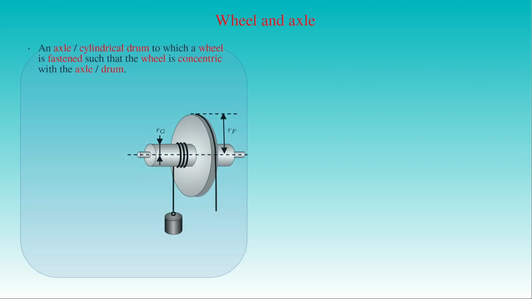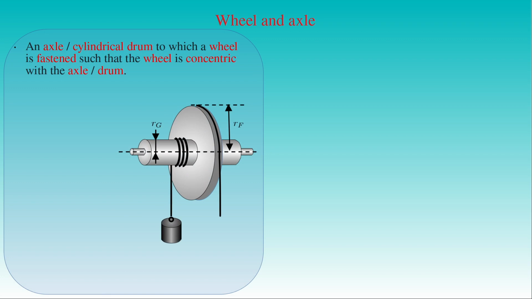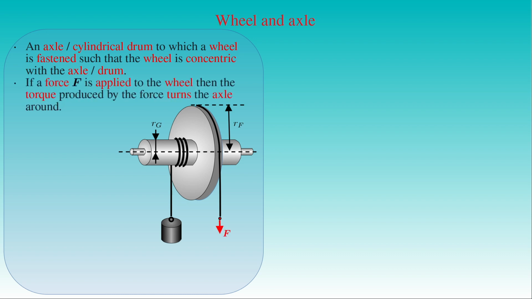The second type of lever-like machines is the wheel and axle. As its name shows, this simple machine consists of an axle or a cylindrical drum to which a wheel is fastened such that the wheel is concentric with the axle or the drum. Sometimes the wheel is replaced with a lever. If a force F is applied to the wheel by unwinding a rope or chain from it, then the torque produced by the force turns the axle around which another rope or chain is wound. The load G suspended from the axle can be lifted by applying a sufficient effort F.